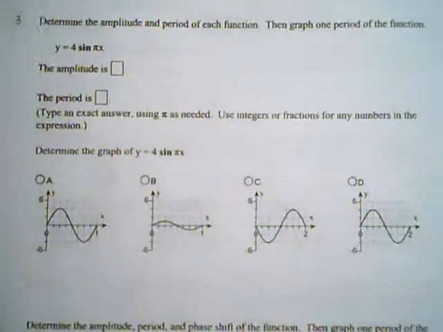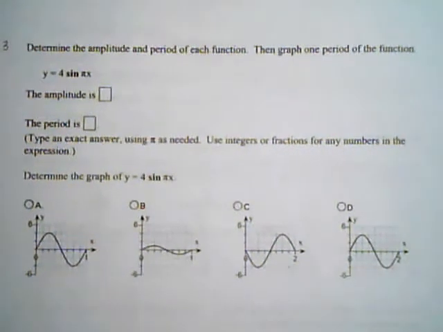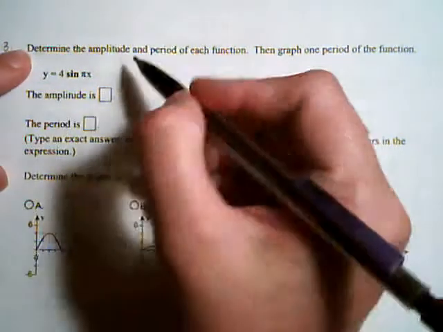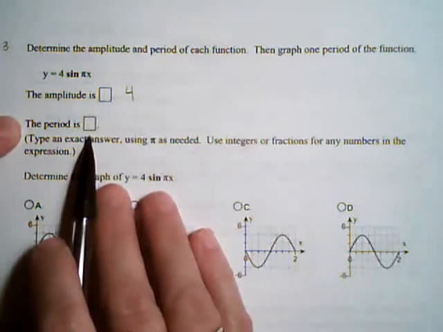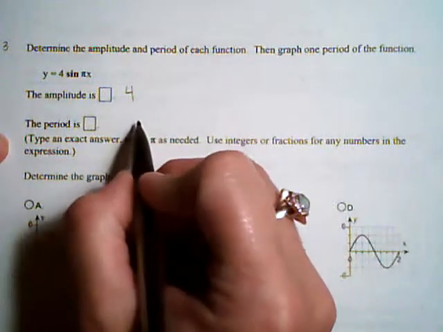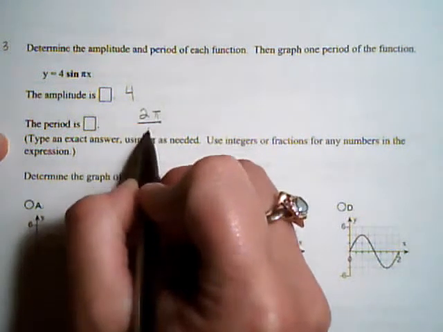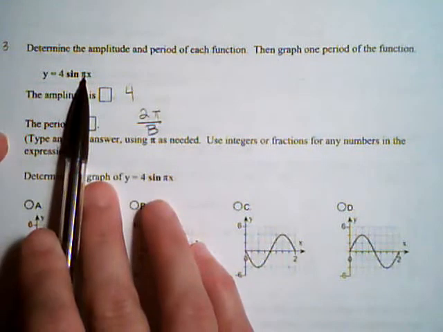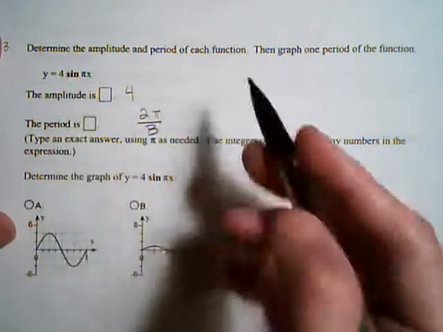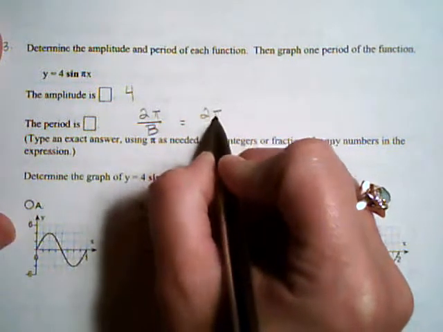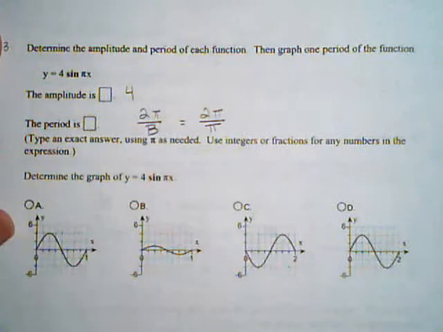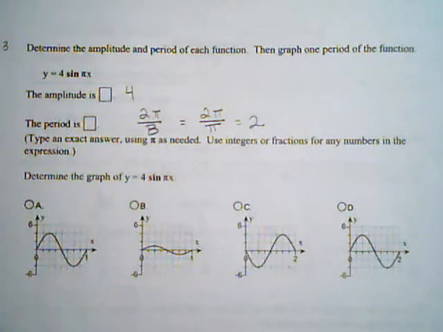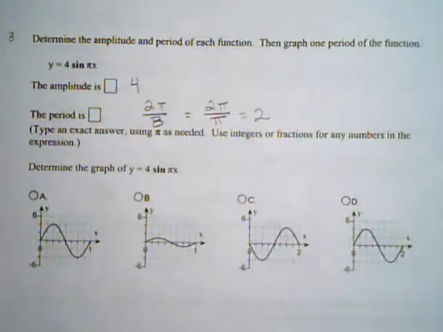Okay, number 3, we're going to determine the period and the amplitude and then find the graph. So again, the amplitude is your coefficient, so that's just 4. The period, remember on the previous page it says the period is equal to 2 pi over b. Well, b is going to be the coefficient of your variable, of x. So that's pi. So this means my period would be 2 pi over pi. The pi's divide out, so I have just a period of 2. And so that can help you when you're trying to find your correct graph.